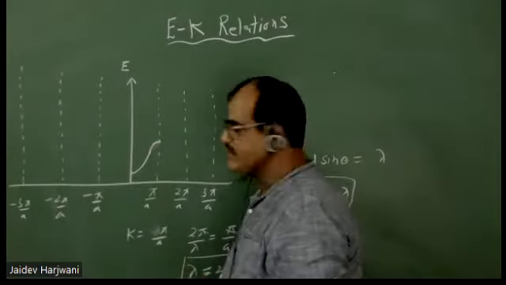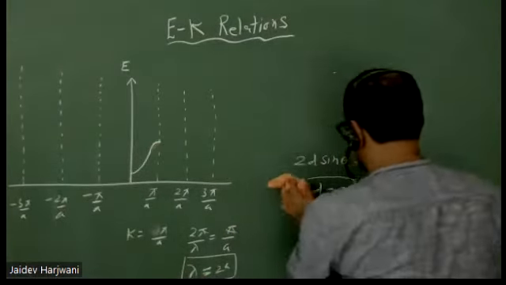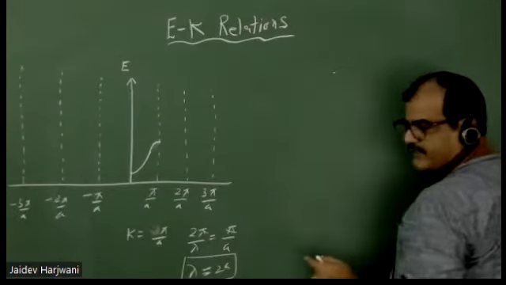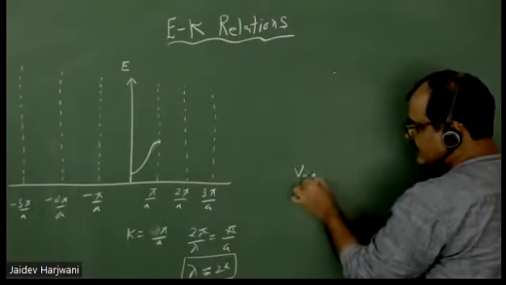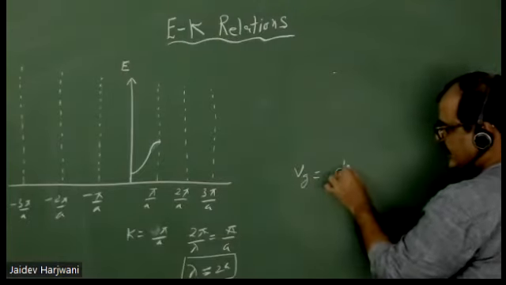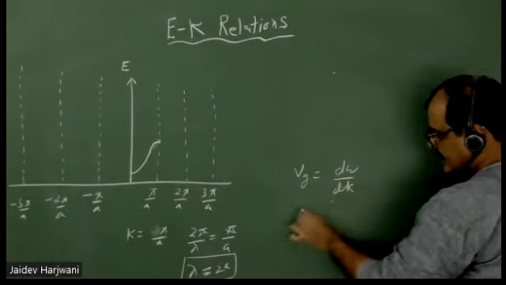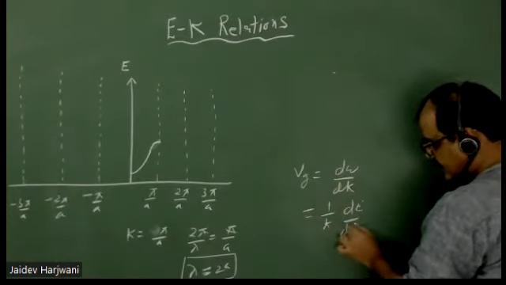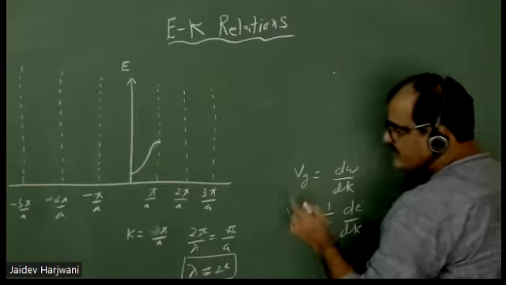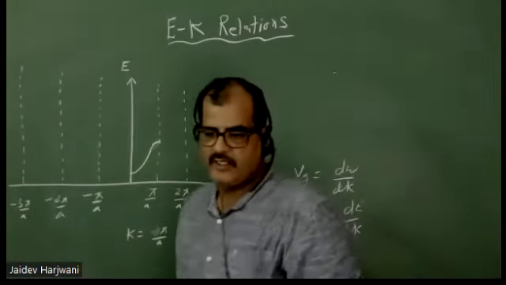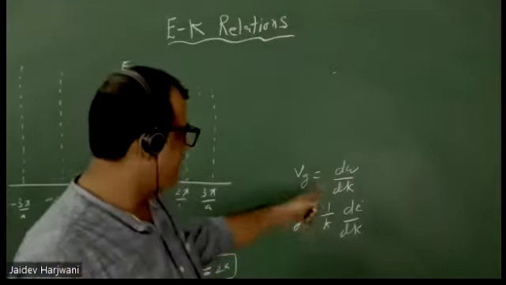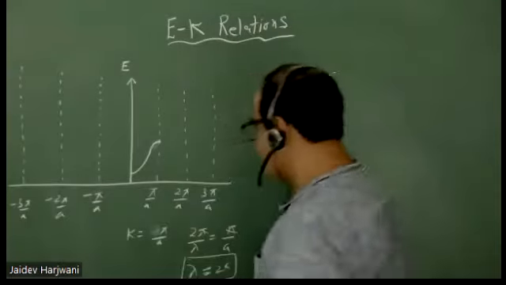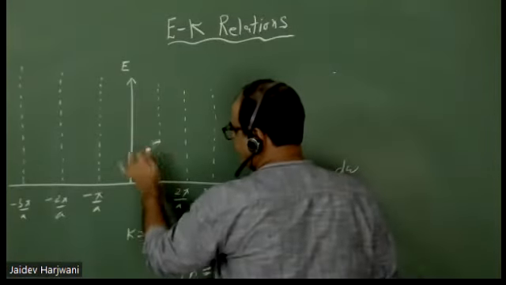One thing. Second thing is that they are forming standing waves. So we know the velocity. What is the velocity? Velocity is vg. So vg is what? d omega by dk, and this we can write as 1 upon h cut d upon dk. So at the boundaries your velocity is also zero, that means your Ek diagram should not have any slope, it should be parallel. So at the boundaries this curve becomes parallel.